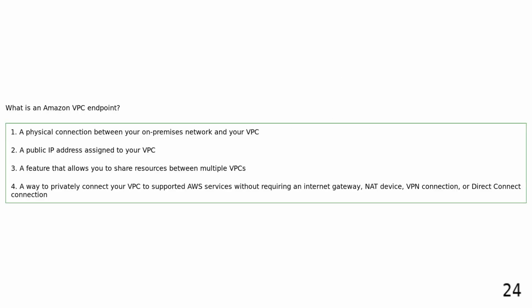What is an Amazon VPC endpoint? A physical connection between your on-premises network and your VPC. A public IP address assigned to your VPC. A feature that allows you to share resources between multiple VPCs. A way to privately connect your VPC to supported AWS services without requiring an Internet Gateway, NAT device, VPN connection, or Direct Connect connection.